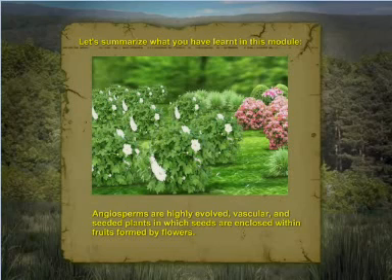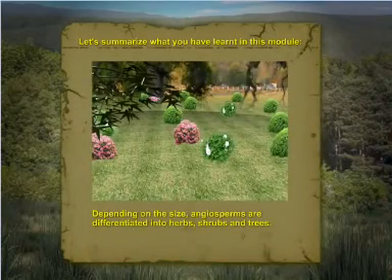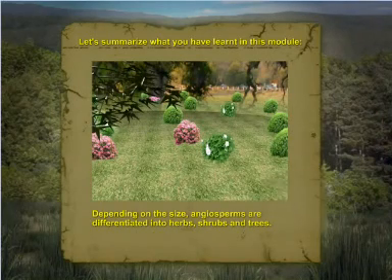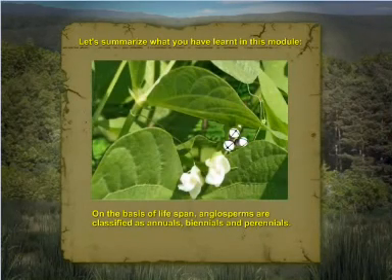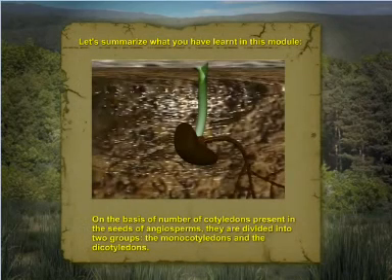Let's summarize what you have learned in this module. Angiosperms are highly evolved, vascular, and seeded plants in which seeds are enclosed within fruits formed by flowers. Depending on the size, angiosperms are differentiated into herbs, shrubs, and trees. On the basis of lifespan, angiosperms are classified as annuals, biennials, and perennials. On the basis of number of cotyledons present in the seeds of angiosperms, they are divided into 2 groups: the monocotyledons and the dicotyledons.